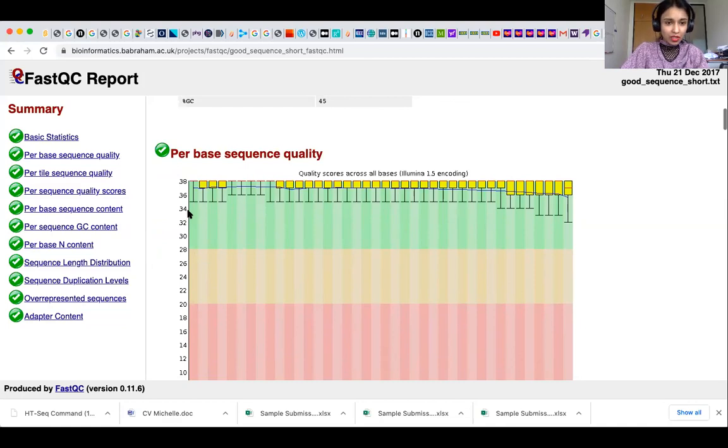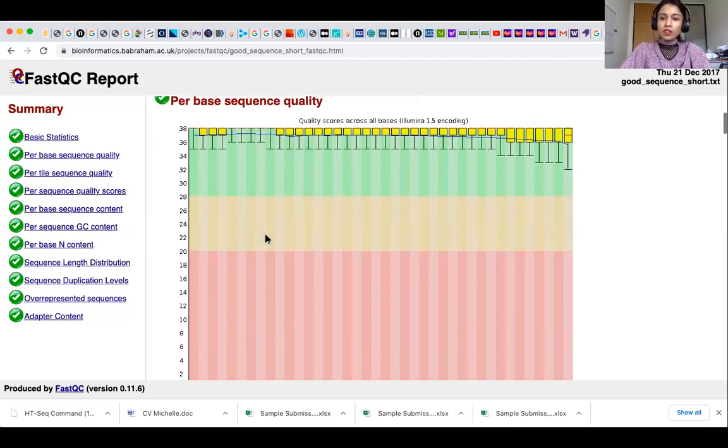So it's mostly about 32 and above. So the quality of the reads are really, really high. You can be 99.9% sure that the reads are accurate, right? So this is what it shows.